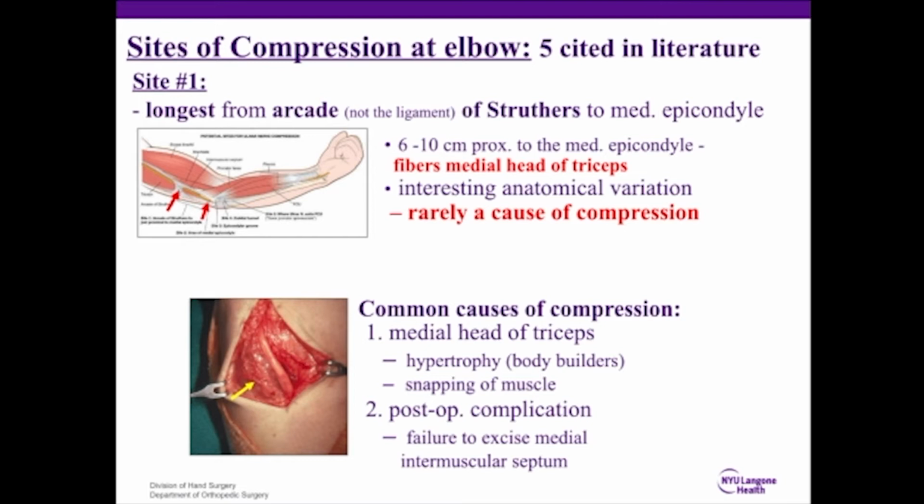Okay, thank you. So the common causes of compression at this first site involve the medial head of the triceps, which can be quite hypertrophied in bodybuilders where the muscle snaps over the nerve. And it's also seen as a postoperative complication from ulnar nerve compressions and transpositions where the medial intermuscular septum was not excised, and now the nerve is gliding over that sharp edge.